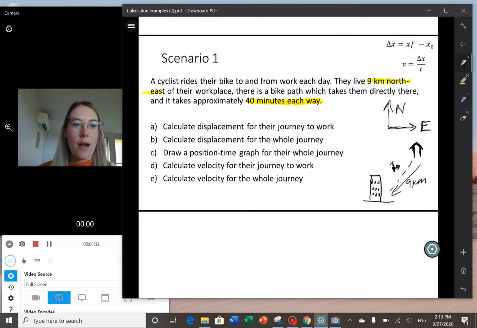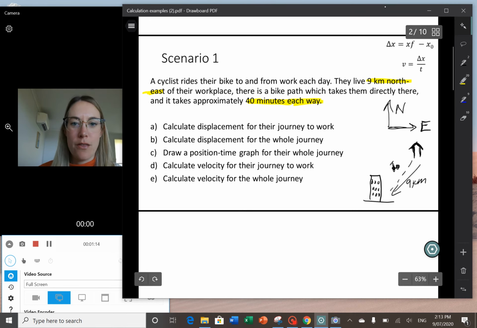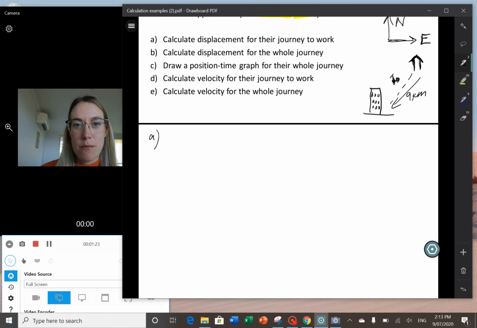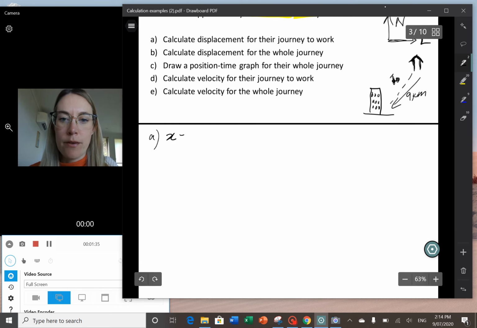So first we're being asked to calculate the cyclist's displacement for their journey to work, just to work. So displacement is a vector quantity, meaning we need to include both magnitude and direction. So the magnitude is pretty simple. It's going to be 9 kilometres. They started at home, they travelled 9 kilometres to get to work. So our displacement, the magnitude component, is going to be 9 kilometres.